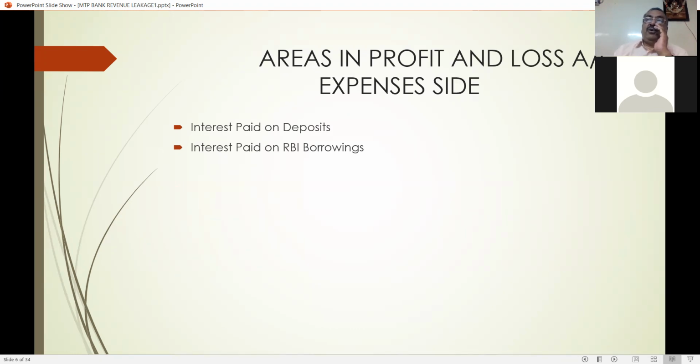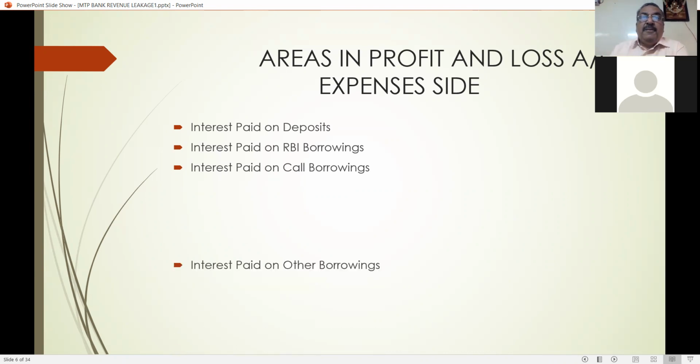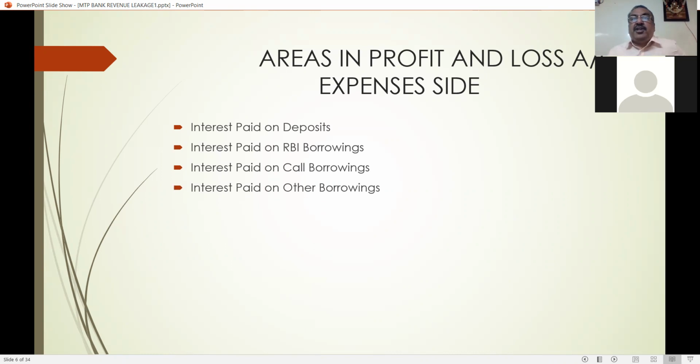Suppose the bank has borrowed a loan from RBI, then they have to make the payment to RBI. So that is interest paid on RBI, and interest paid on call borrowings. Sometimes they would have borrowed some funds for a short period, say 3 days, 2 days, 4 days, or 1 week, from other banks. So that also you have to take note of. And interest paid on other borrowings.